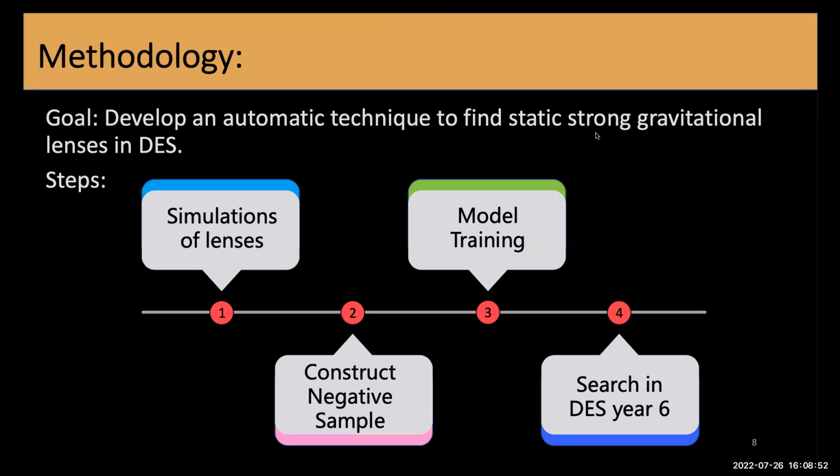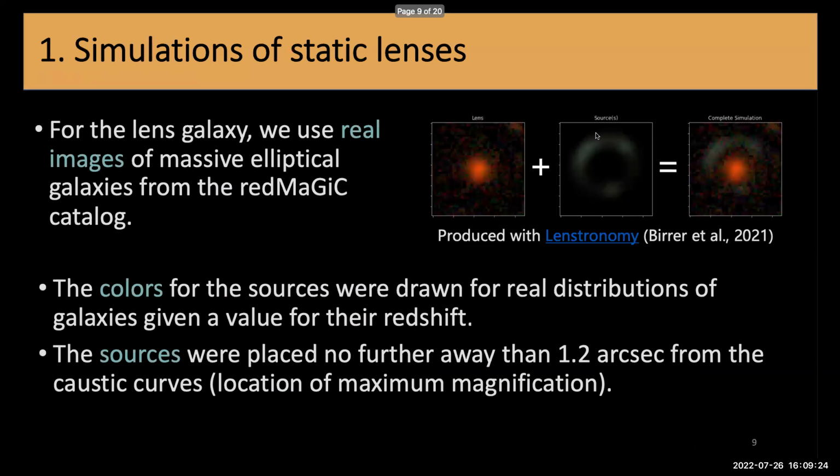Okay, so the goal of this project is to find strong gravitational lenses, static, in DES, and then we want to use a deep learning algorithm, so we need to think about the training sample. So for the first step, we'll be creating simulations of lenses, and then we need to construct the negative sample, which should be as diverse as possible. And then we do the model training, and then lastly, we do the search in the whole data.